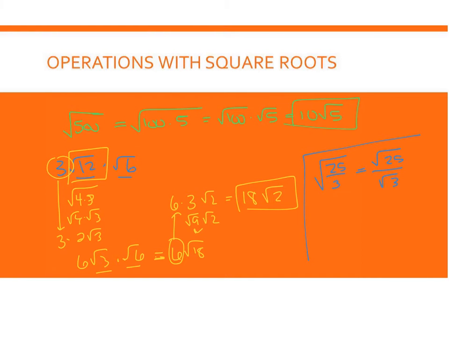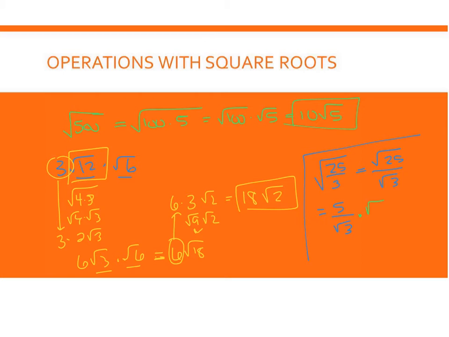And what's the square root of 25? So this is going to become 5 over the square root of 3. And now I need to pause and tell you, you may never have a square root in the denominator of a final answer. So let me repeat that. You may never have a square root in the denominator of a final answer. So what do we do? We do what's called rationalizing the denominator.